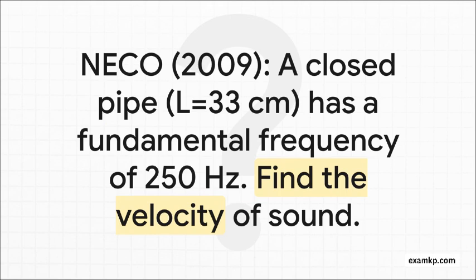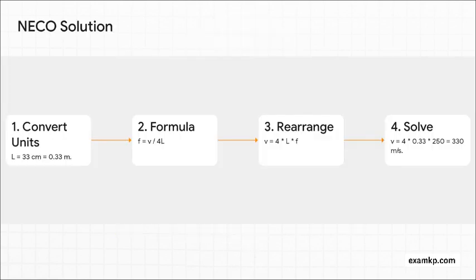And let's do one more, a calculation from NECO. This time, we have a closed pipe that's 33 centimeters long, and its fundamental frequency is 250 Hz. Based on just that information, what's the velocity of sound in the air? And just like before, watch out for the units. They gave us the length in centimeters, so our very first step has to be to convert that to meters.